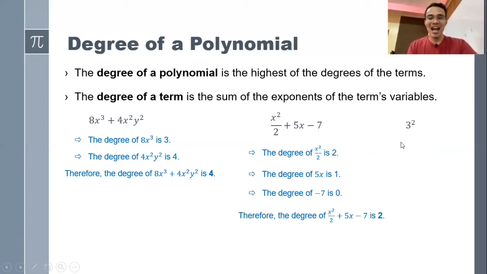Since this is a constant, then the degree is 0. Again, the degree is not 2. Remember, we're just going to consider the exponents in the variables, not exponents in the constants. So 3 squared is the same as 9, and the degree of 9 is 0.